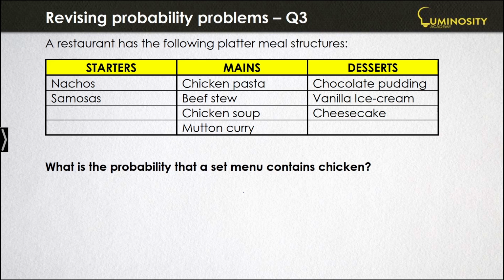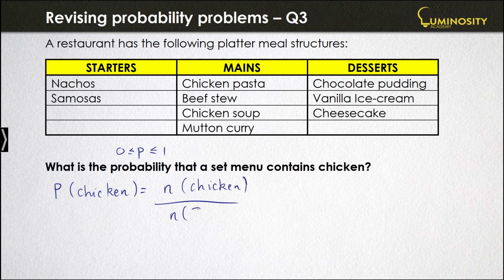Then what is the probability that a set menu contains chicken? So we're looking for probability value P, that's between 0 and 1. From the classical definition of probability, the probability that the menu contains chicken is going to be the number of ways that your structure will contain chicken divided by n total, the total number of menus that we can create. Well, we already worked out that there are 24 different options that we can create from these 3 structures.